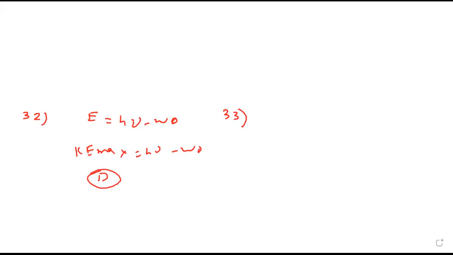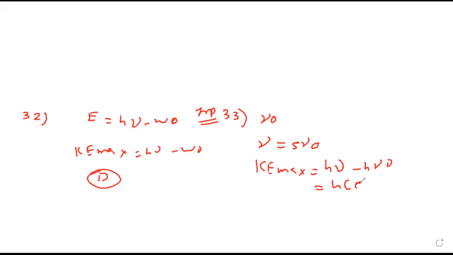The photoelectric threshold of a metal is nu zero. When light of frequency 5 nu zero is incident, the maximum kinetic energy of photoelectron is h nu minus h nu zero, h into 5 nu zero minus h nu zero equals 4h nu zero. That is the option 4h nu zero.